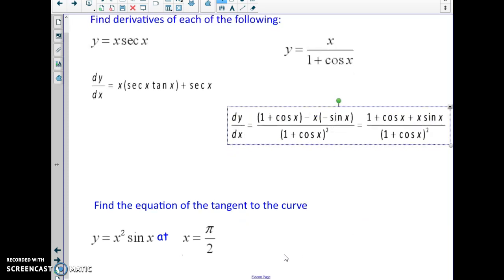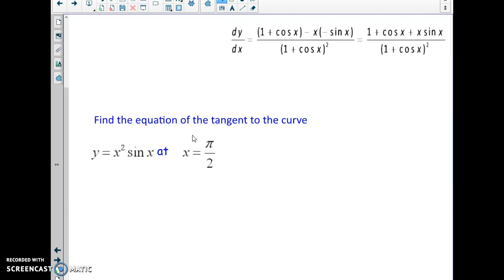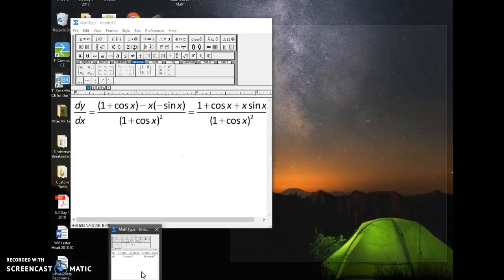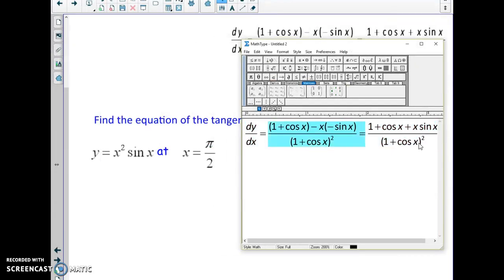Okay, last here, we have to actually write the equation of the line, and we also have a product rule that's going along with that. So I'm going to go ahead, find the derivative, and then use the derivative to find the slope and write the equation of the line. All right, get rid of this other stuff.